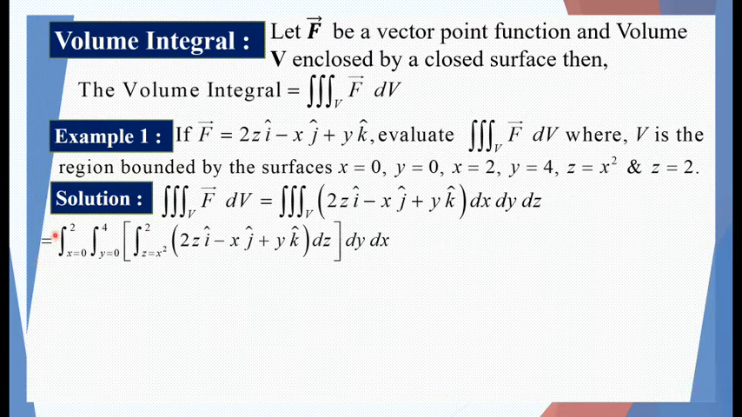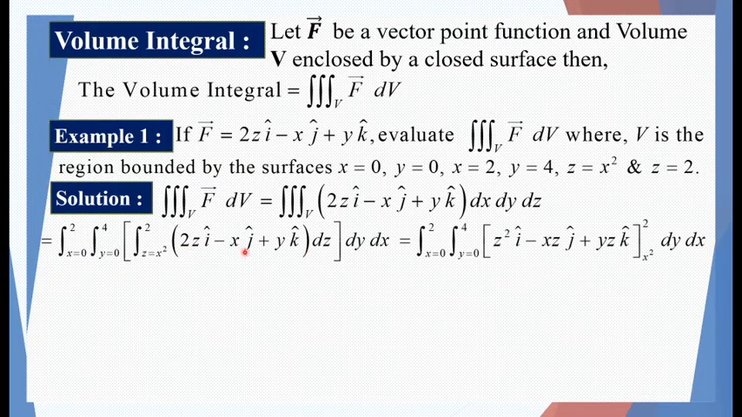So we write integral x equals 0 to 2, y equals 0 to 4, and integral z equals x square to 2. z contains the variable limit, so we first integrate with respect to z. So this entire function can be integrated. 2z will convert into z square by 2, so 2 cancelled out by 2. So z square i; minus x j is treated as constant, so x z j, and the same for y z k, under the limit x square to 2, dy dx.